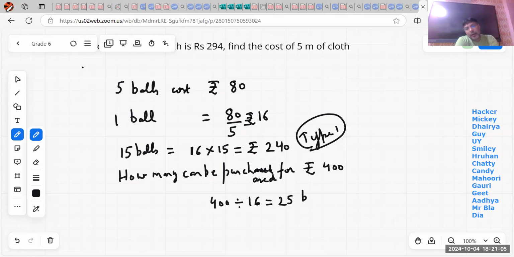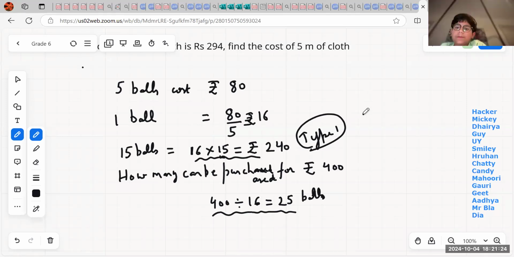So when we did the unitary method in grade 4 perhaps, or sometimes in grade 5 also, we mostly multiplied. Here when we go to grade 6, we sometimes need to divide also. Understood, guys? Yes, sir.